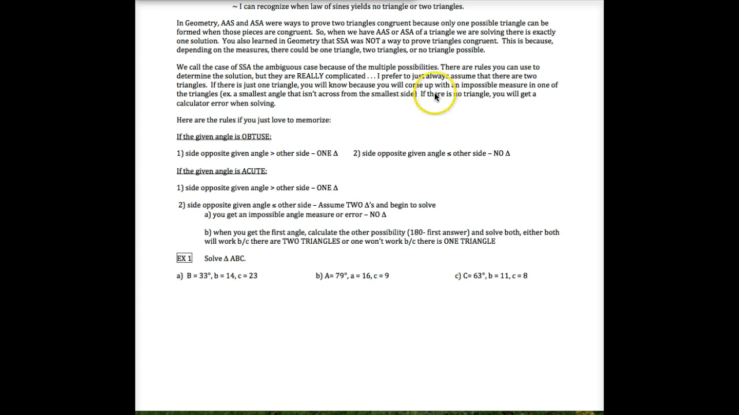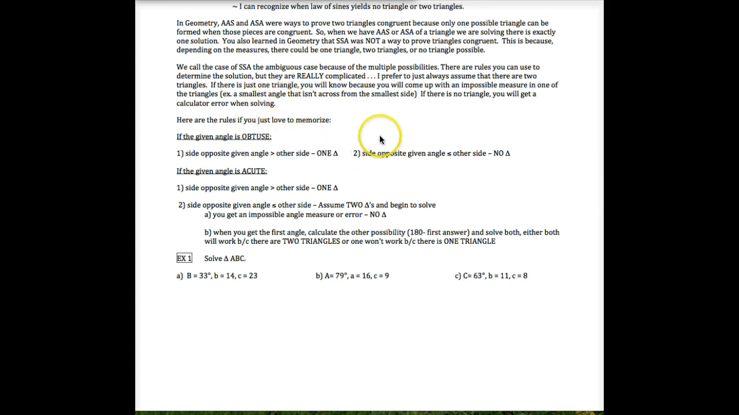What I prefer to do is to just always assume that there are going to be two triangles. If there's just one triangle, in the process of trying to find the second one, you're going to get a triangle measure that doesn't make sense. For example, you might get a smallest angle that's not across from the smallest side, which you should know from geometry and the triangle inequality theorem that the smallest side in a triangle is always across from the smallest angle. The biggest side is always across from the largest angle. So you'll come up with something that doesn't make sense.